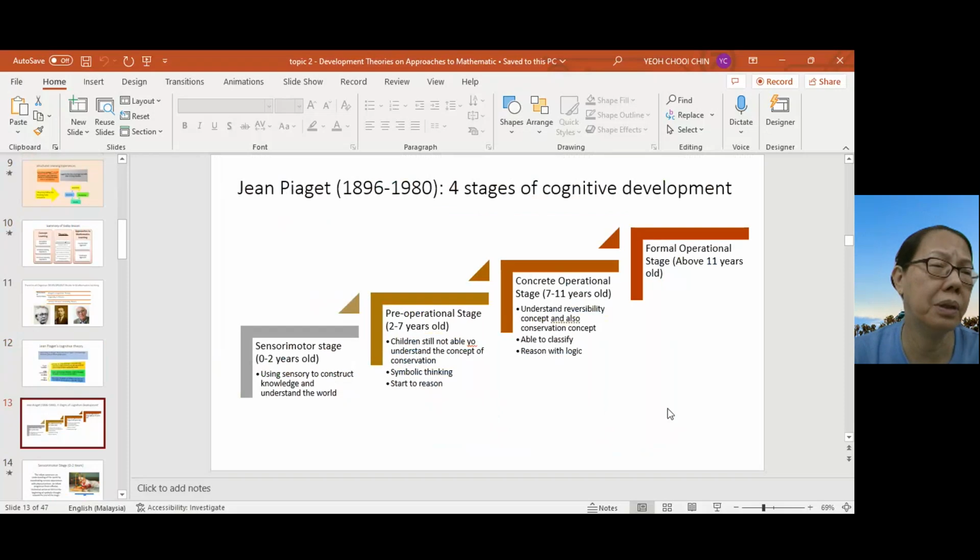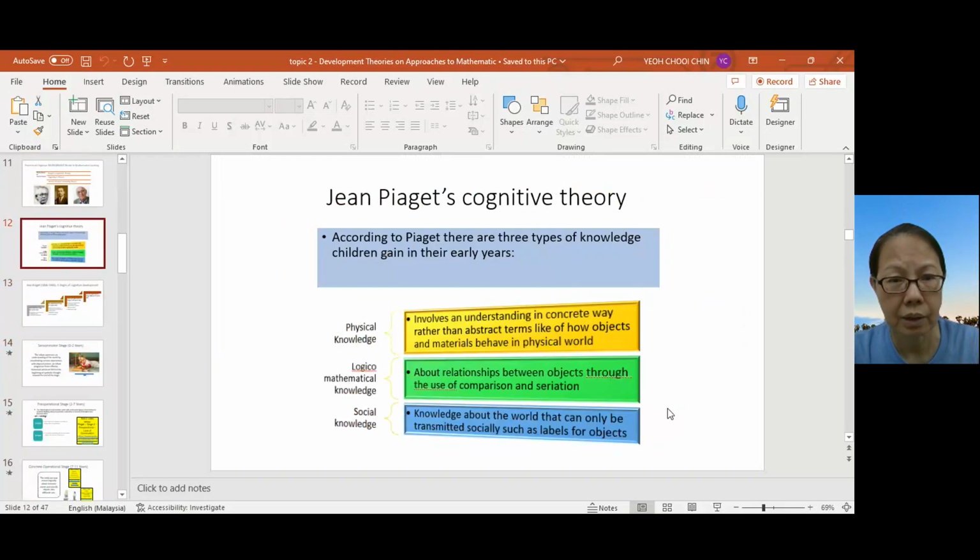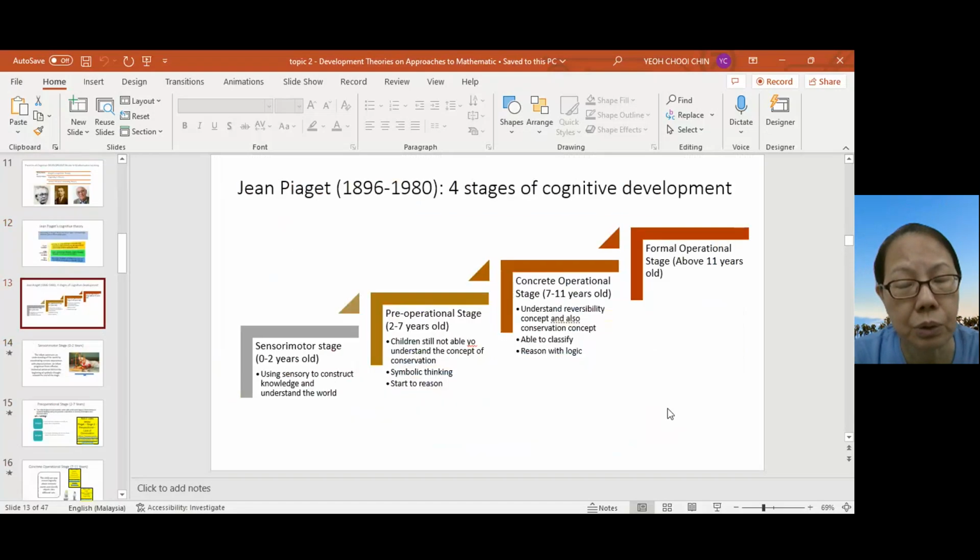Just like we also learn from language, whereby all the labels they put, chair, table, pen, all these labels, they are learning from it. Likewise, this social knowledge is outside, socially. Four stages of cognitive development by Jean Piaget.